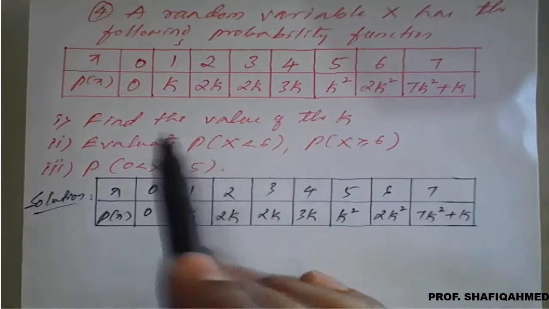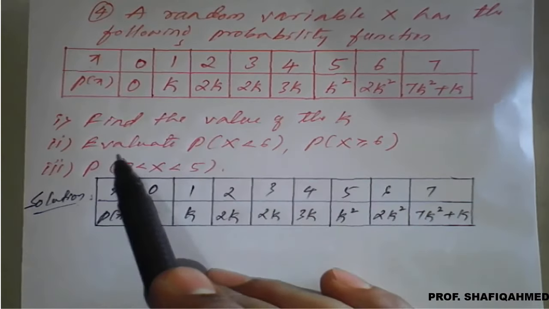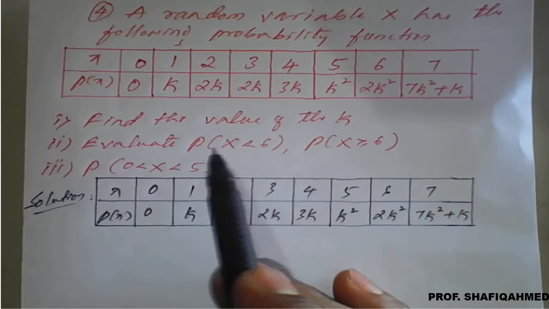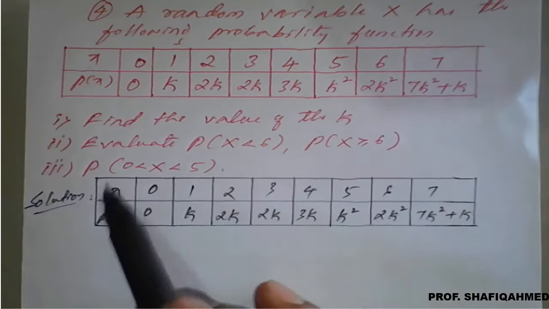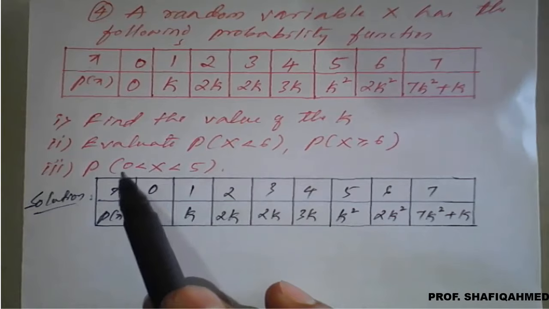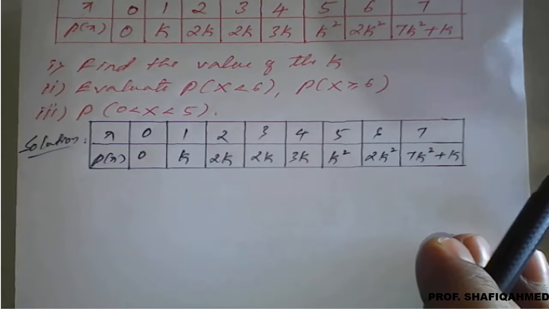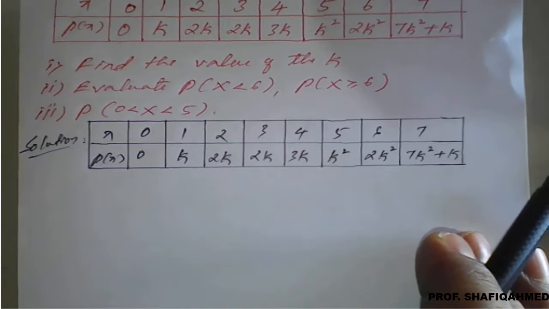First, we need to find the value of k according to the question. Second, we need to find the probability of x less than 6, then x greater than or equal to 6, and we need to find the probability of x between 0 and 5. So as per the question, I have taken this distribution table as it is.